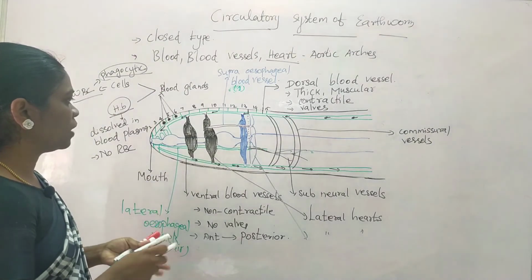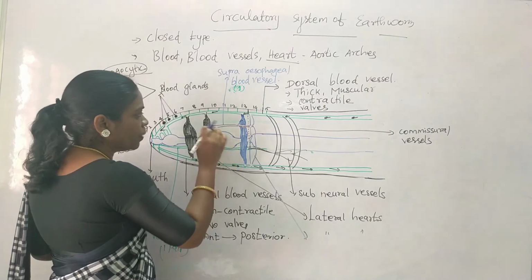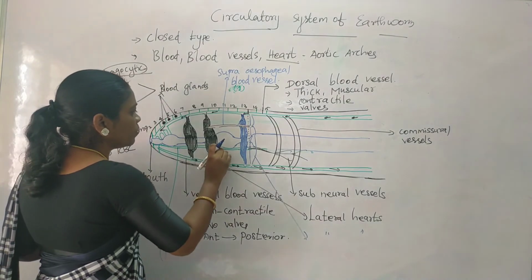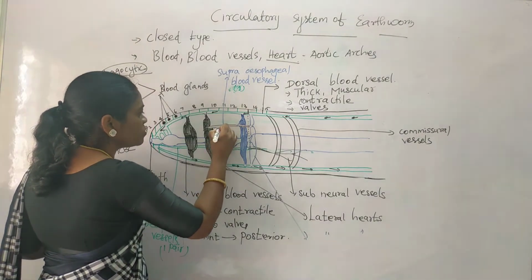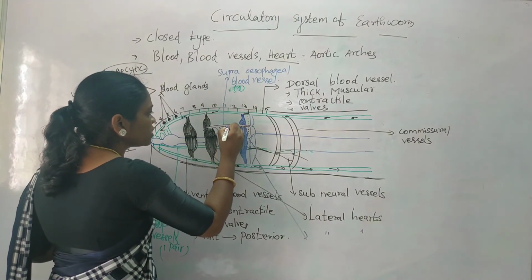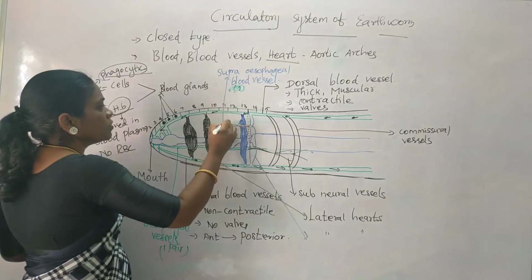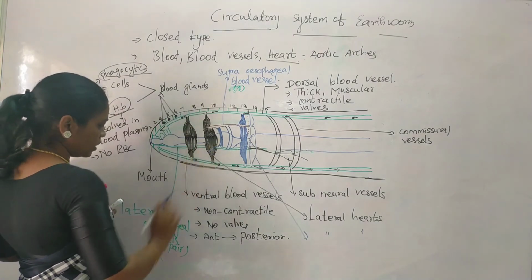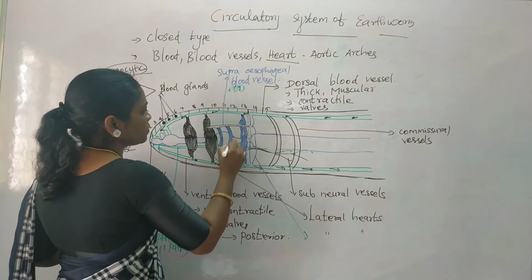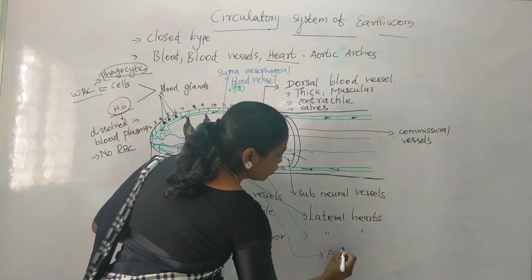And there is one more structure you can find, on the 9th and 10th segment. There are small blood vessels which connect the supraesophageal with the lateral esophageal vessel. Here they connect the supraesophageal with a pair of glands actually. Okay, not a pair of glands, a pair of blood vessels which connect the supraesophageal with the lateral esophageal vessels. These are known as anterior loops.